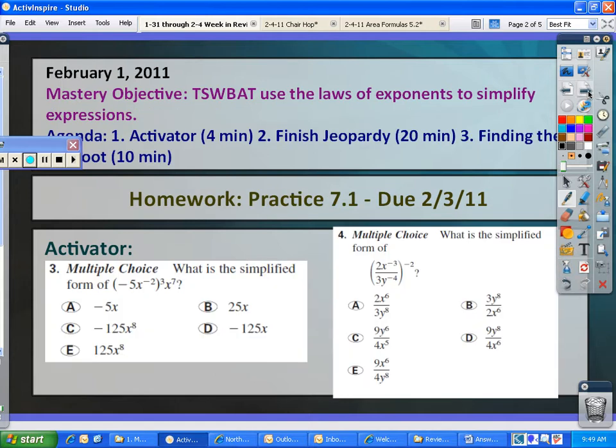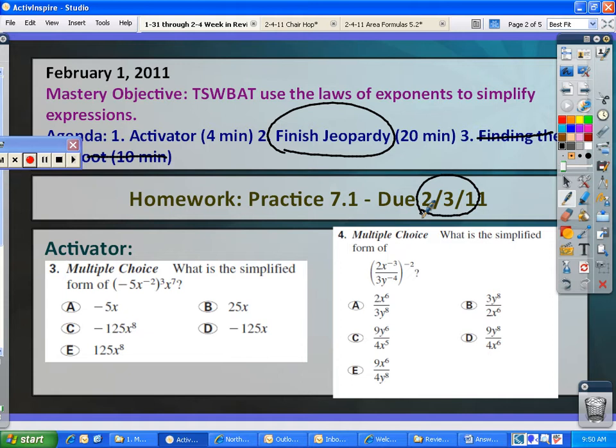On Tuesday, February 1st, we used the laws of exponents to simplify expressions. We actually just got to finish the Jeopardy game because we did have a 2-hour delay on Tuesday. So we did not get to any notes. The students did not have homework. The practice 7-1 was actually due on the 3rd, which was not until Thursday.